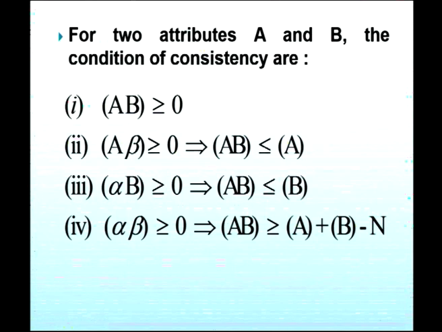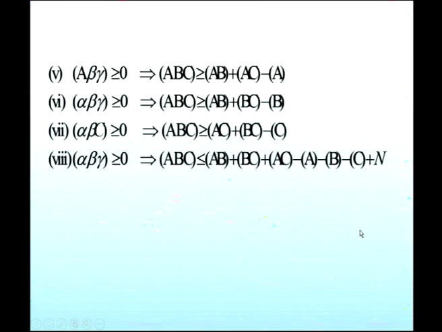So, A minus AB is greater than or equal to 0, or you can say AB is less than or equal to A. Alpha B is greater than or equal to 0 means B minus AB is greater than or equal to 0, or you can have AB is less than or equal to B. Alpha beta is greater than or equal to 0 implies AB is greater than or equal to A plus B minus n. Next, in case of 3 attributes, these are the 4 conditions of consistency for the class frequency.